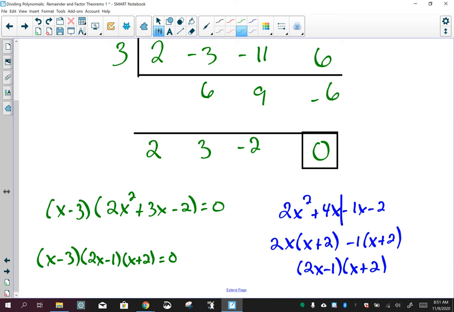So just remember when you're using the factor theorem, this is a non-negotiable. This has to be 0. And if it's not a 0, you cannot use the factor theorem. You have to have a 0 in that box right there. Okay?